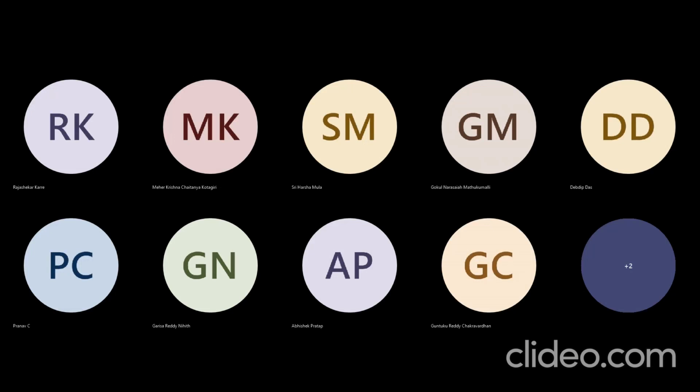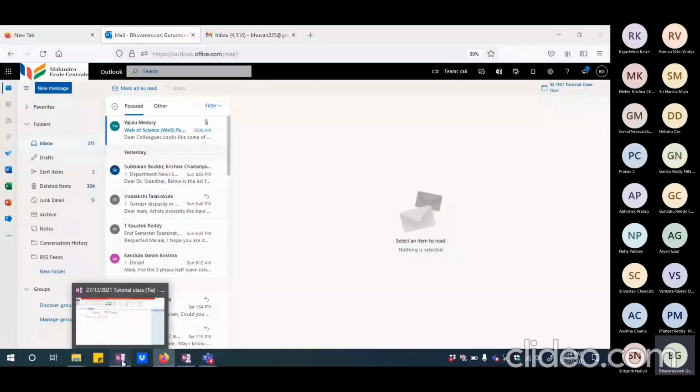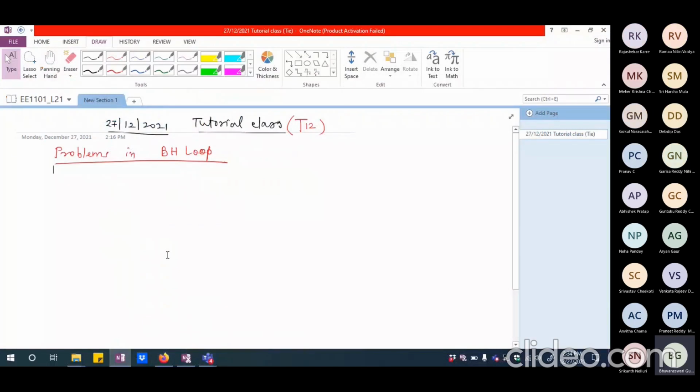Good afternoon. We had completed our discussion on magnetic circuits in the last class. So I'm going to do a couple of problems in BH loop, after which we will have a little bit of coverage of transformers, and then we'll try to do one problem on that.